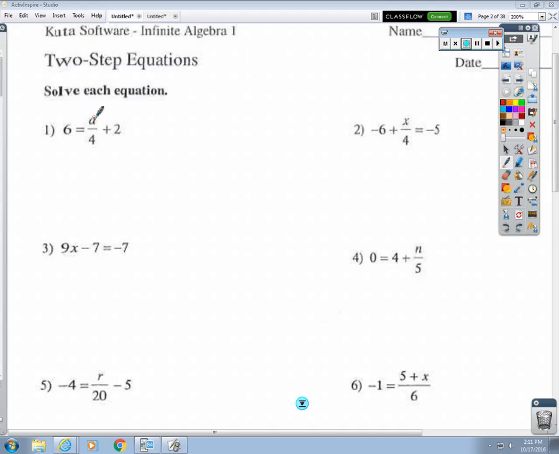A variable that we need to get by itself. What is currently keeping the A from being by itself? The 4 and the 2. So both of those numbers need to be moved across the equal sign and join up with the 6. The question is, which one moves first, the 4 or the 2?